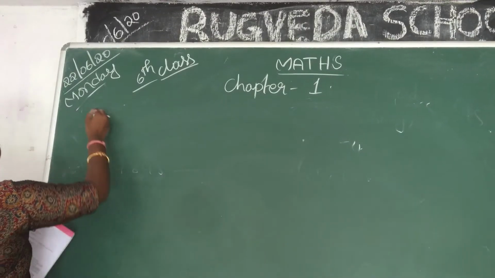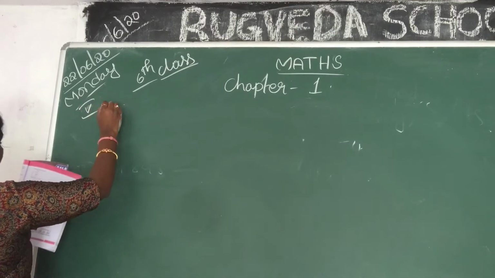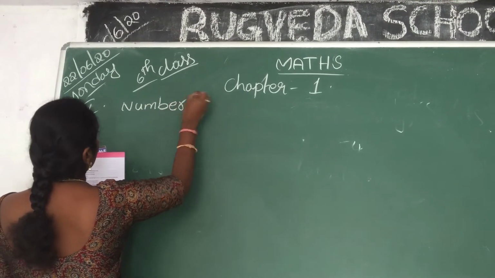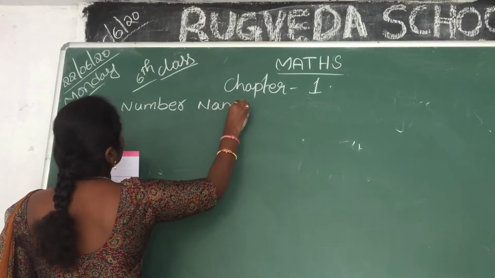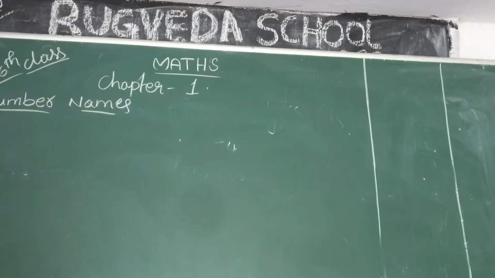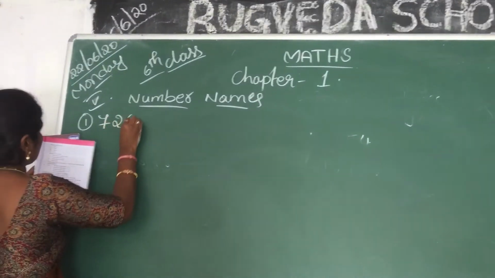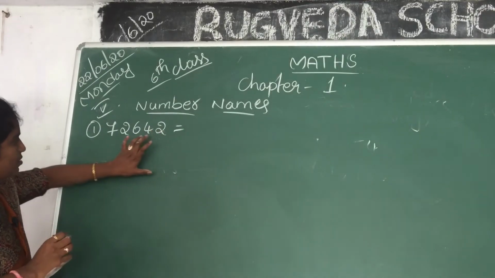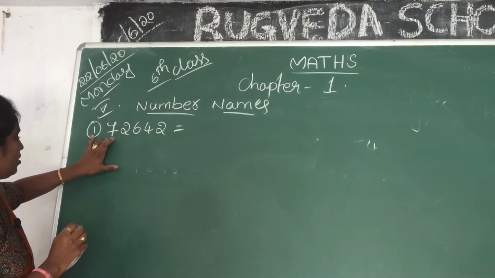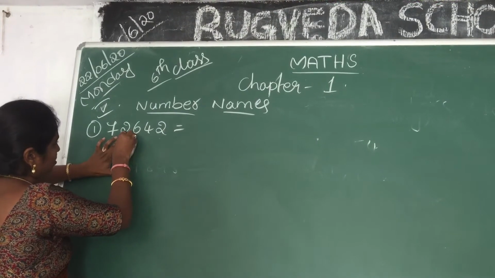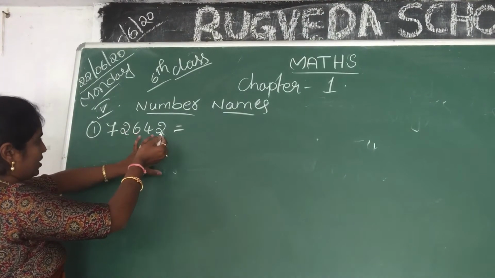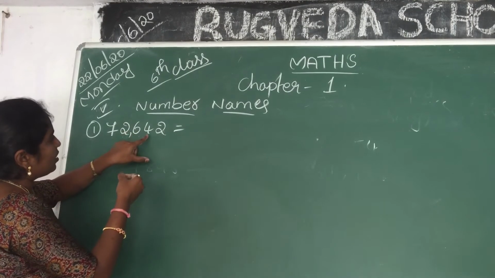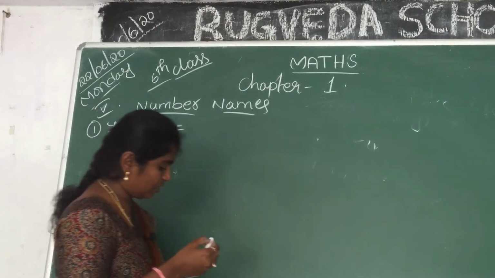Next, fifth bit. Here given numbers, you have to write number names. First one, 7, 2, 6, 4, 2. First read the number. How can we read? Ones, tens, hundreds, thousands, 10,000. So 7 is in the 10,000s place, 2 is in the thousands place, 6 is in the hundreds place, 4 is in the tens place, 2 is in the ones place. So 72,642. Now you have to write it in words.